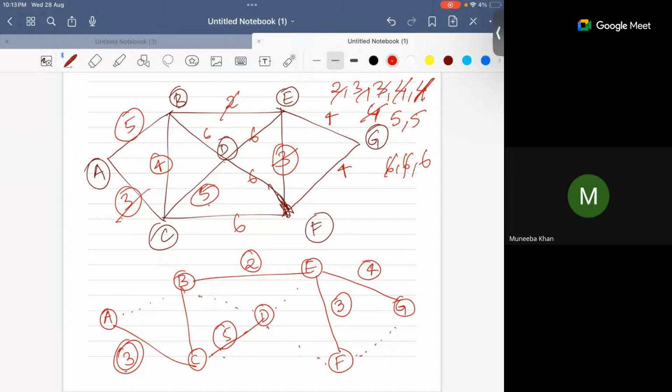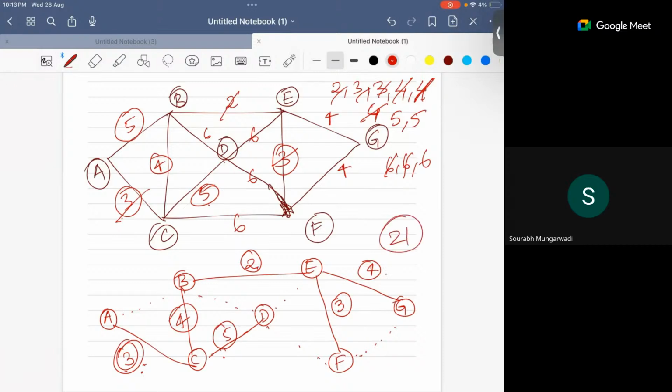So 5, 3, 8 plus 2 is 10. Okay, this BC we are missing. What was the value of BC? 4, right? Yeah, so 4 plus 3 is 7, plus 5 is 12, 14, 18, plus 3 is 21.